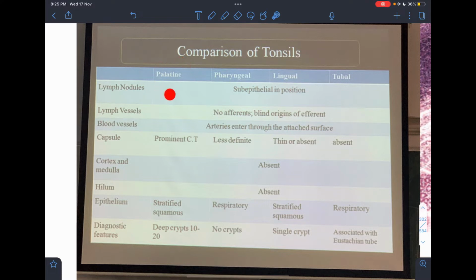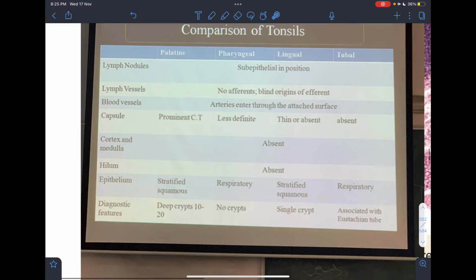Anyway, the palatine, the pharyngeal, the lingual, and the tubal tonsils all have lymphoid nodules which are sub-epithelial in position. They have lymph vessels, obviously, but there are no afferent vessels. They are all efferent. Blood vessels here are the arteries that enter through the attached surface. The capsule is prominent in the palatine, less definite, ill-defined in the pharyngeal. In the lingual, it's either thin or absent, and there is no capsule in the tubal tonsils. The cortex, medulla, and the hilum are absent in all of the types of the tonsils.